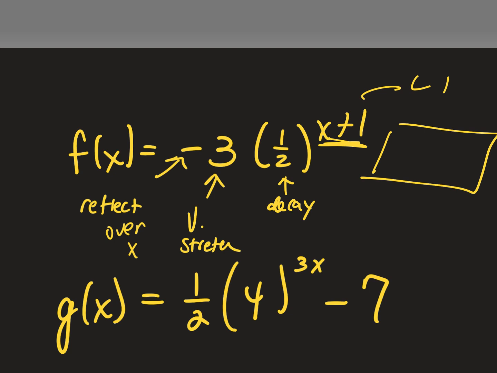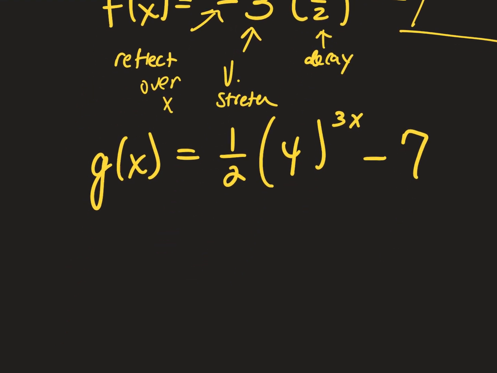I can plug anything in. But how would I figure out what my y-intercept is going to be? Plug in 0 for x, and then you have to evaluate it. You've got to use your brains a little bit, but nothing you guys haven't seen before.